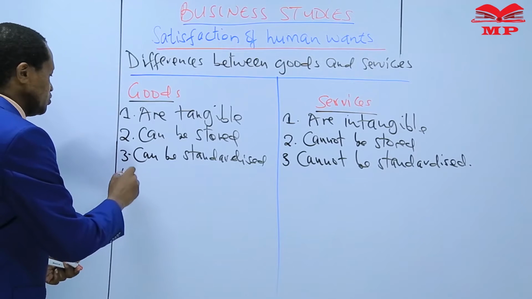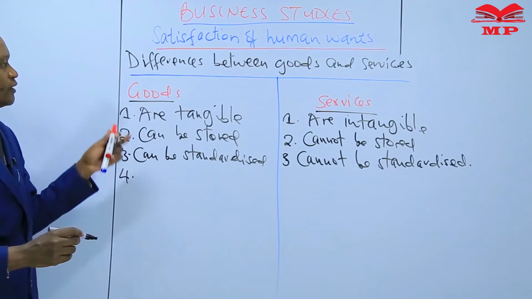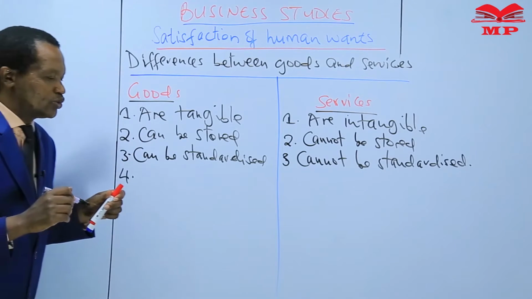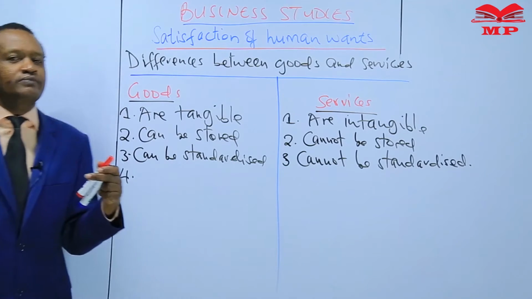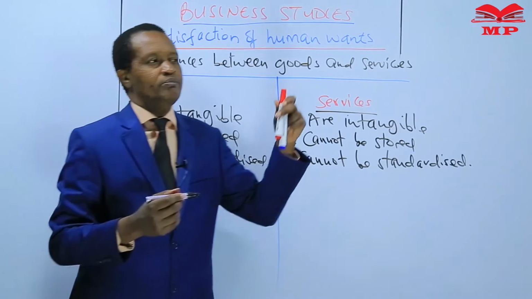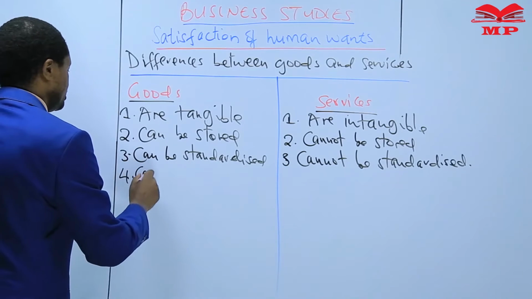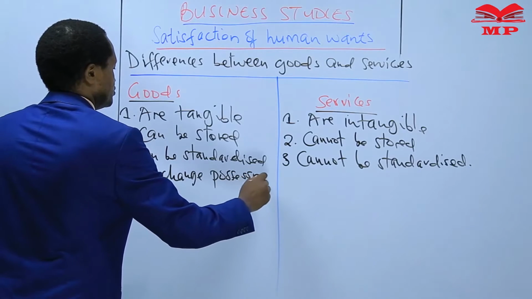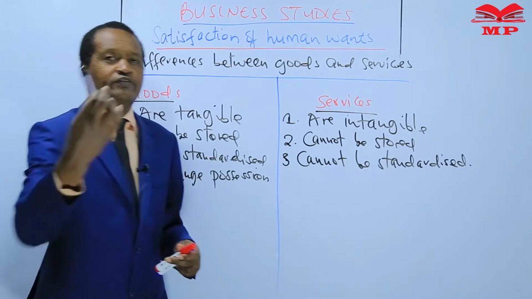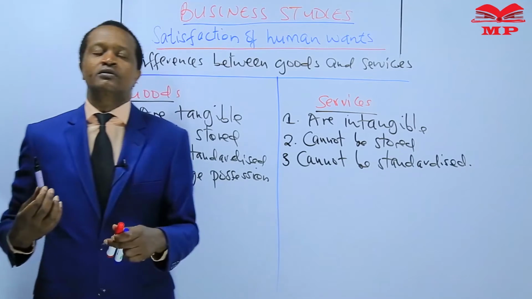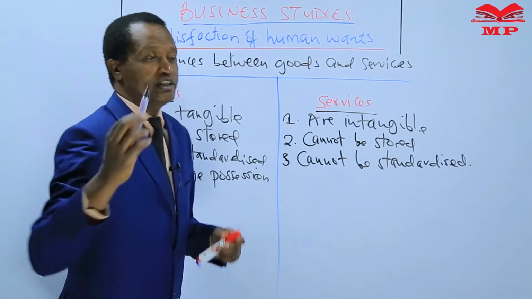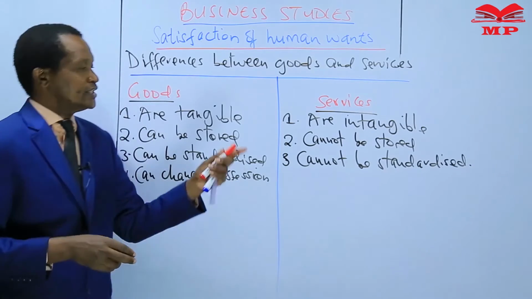Then number four, learners, goods can change possession. That means that you can separate goods from the producers. At the moment, this is my pen. I can choose to give it to you so that it becomes your pen after you pay a small fee. Okay? Or I can decide to give it to you as a gift. We can change possession.